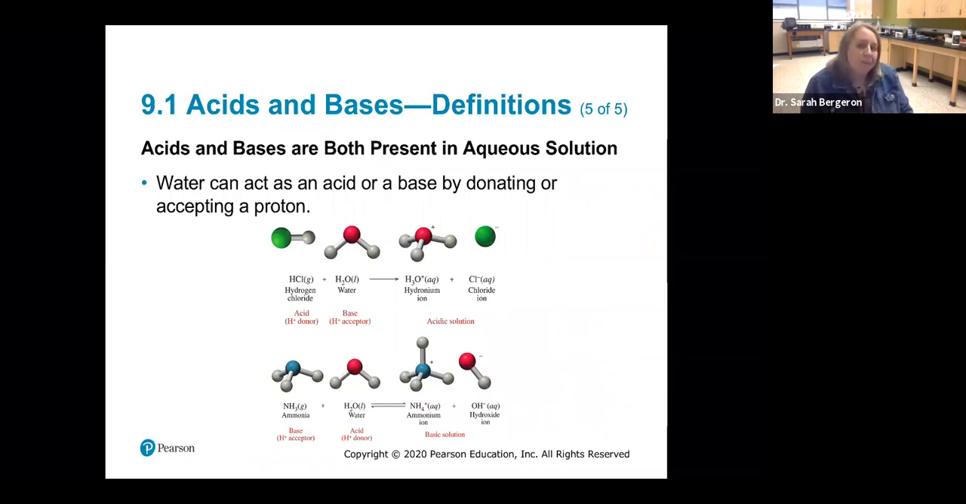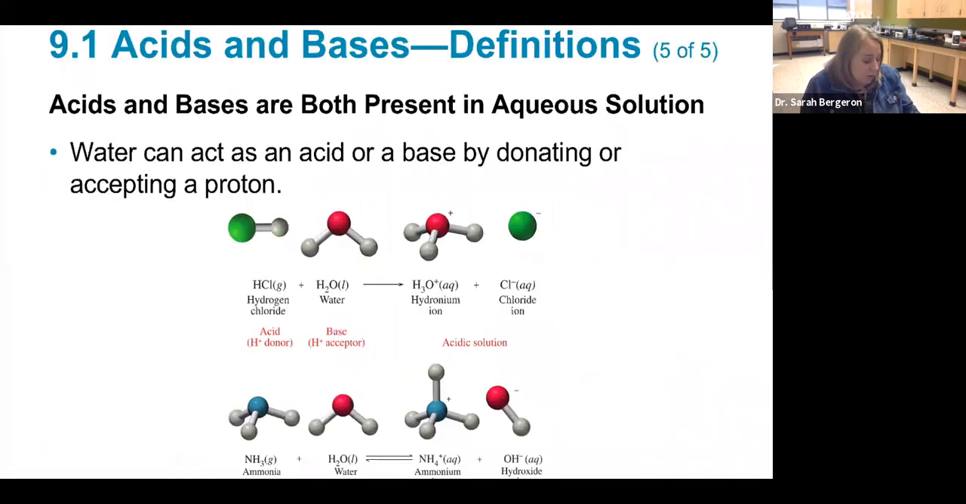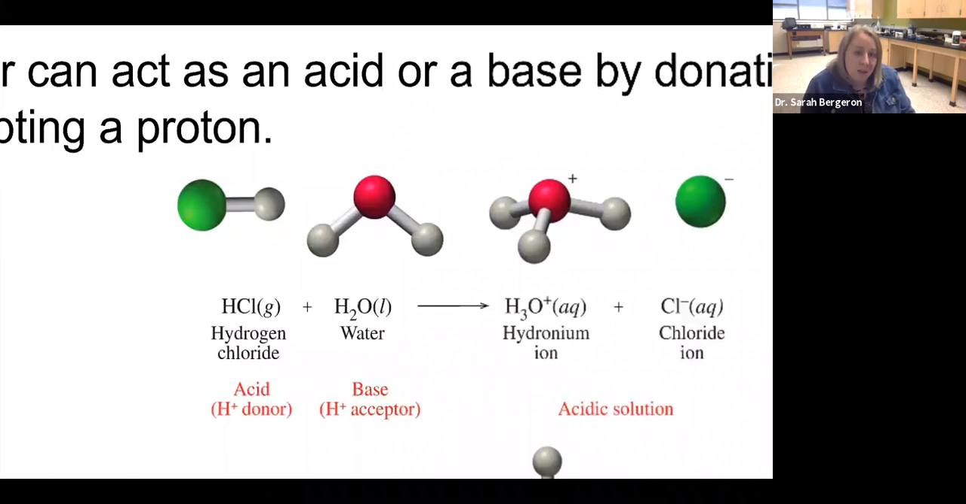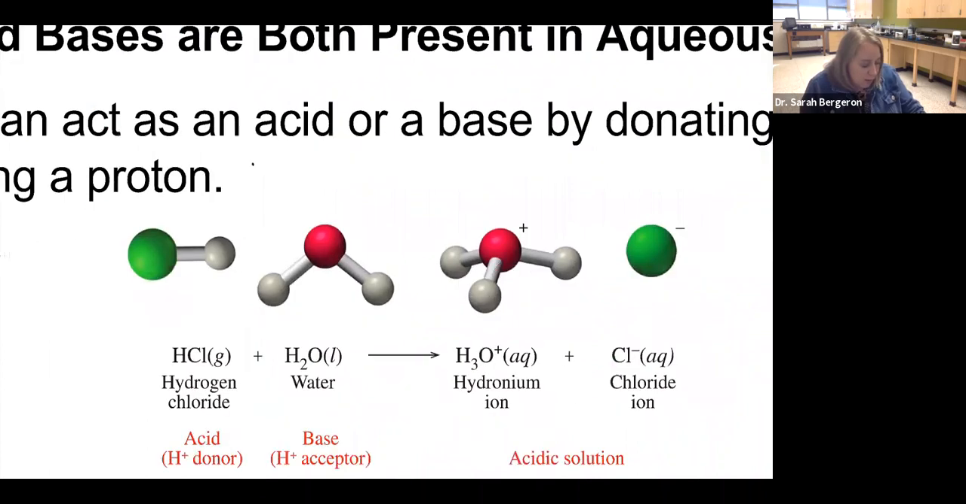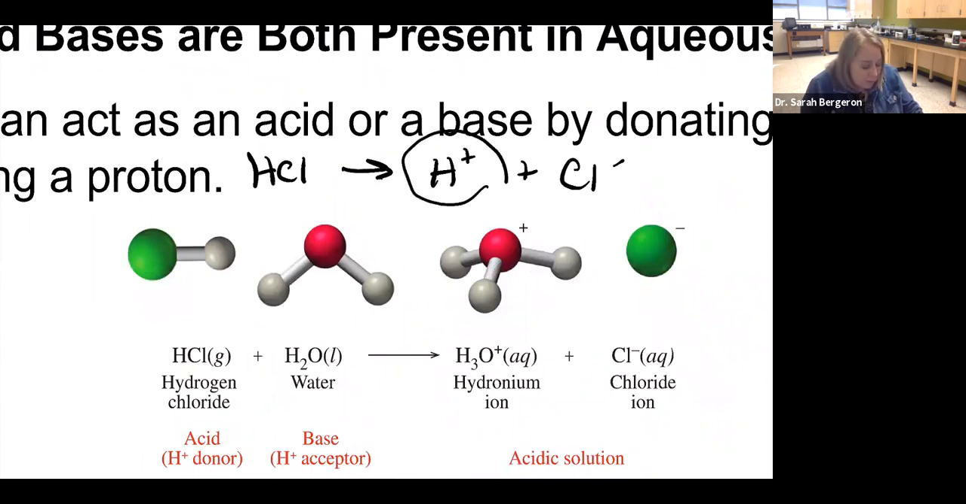So you have to remember that acids and bases are both present whenever you have an aqueous solution, because water can act either as an acid or a base depending on what it's doing. So let's look at the first example. We have HCl, right? HCl has the hydrogen, right? And so when we put it into water, you're going to go from HCl to H+ and Cl minus, right? But we said that this doesn't really exist by itself because we have water.